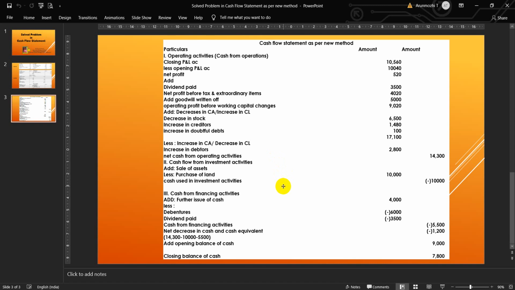Part 3, cash from financing activities. Add further issue of cash and less debentures. That is dividend paid, you get 3,500. Cash from financing activities is 5,500. Net decrease in cash and cash equivalent is 1,200. There you have it. Add opening balance of cash 9,000, and closing balance of cash is 7,800. We get the answer to find out the cash flow statement.